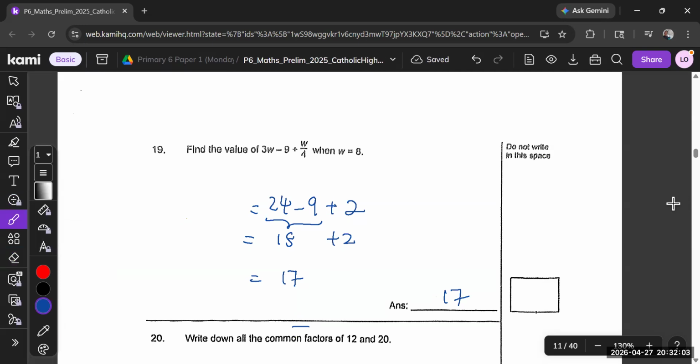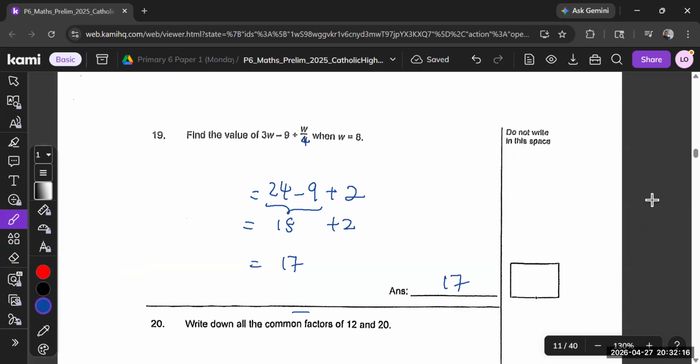Mr. Ong, I got it wrong because I thought the 4 was a 1. You thought the 4 was a 1? It's actually a 4. Never mind, it's okay if you get it wrong. Just know how to do it.